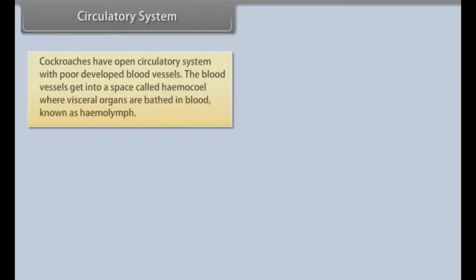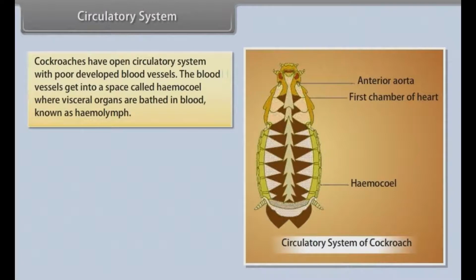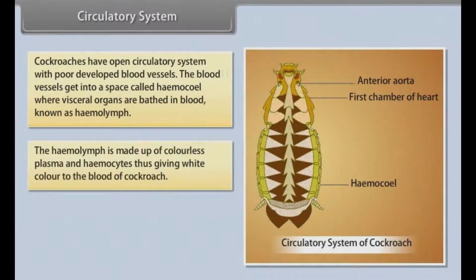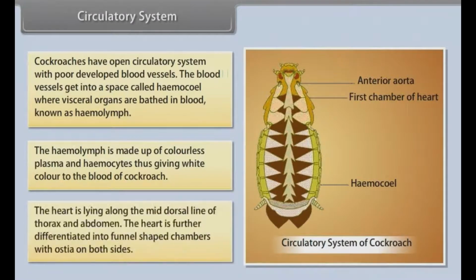Circulatory system. Cockroaches have an open circulatory system with poorly developed blood vessels. The blood vessels open into a space called the hemocoel, where visceral organs are bathed in blood, known as hemolymph. The hemolymph is made up of colorless plasma and hemocytes, thus giving the white color to the blood of cockroach. The heart lies along the mid-dorsal line of the thorax and abdomen. The heart is further differentiated into funnel-shaped chambers with ostia on both sides.